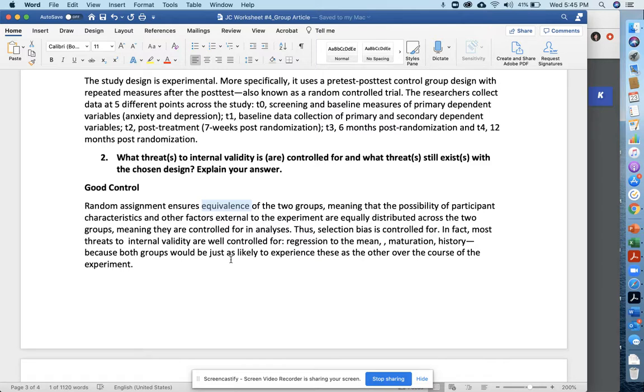So, firstly, we know that selection bias is controlled for because it is randomly assigned. We can also know that regression to the mean, maturation, and history would be well controlled for because both groups would be just as likely to experience these things over the course of the experiment because they were randomly assigned to each group.